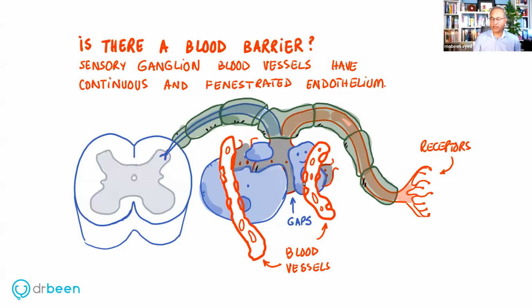The dorsal root ganglion, where the sense of pain is traveling from, temperature is traveling from, deep touch, pressure, 2-point discrimination, vibration, all of those senses are passing through this area, this dorsal root ganglion. That ganglion has, as we just discussed, fenestrated blood vessels and glial cells that have gaps between them.